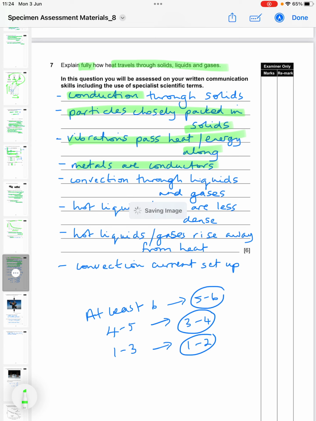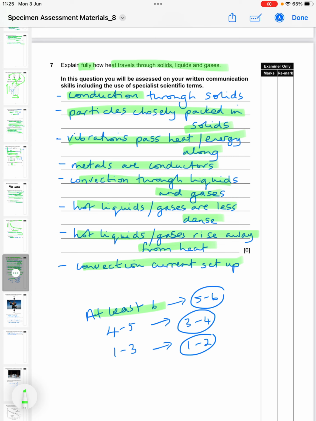You could talk about convection currents, but as long as you're mentioning the word convection with both liquids and gases, that's another marking point. And then if you're talking about hot liquids and gases being less dense, that means the hot liquid or gas rises up from the heat, and that sets up a convection current. So any 6 of those points would get you into the 5 to 6 mark bracket.